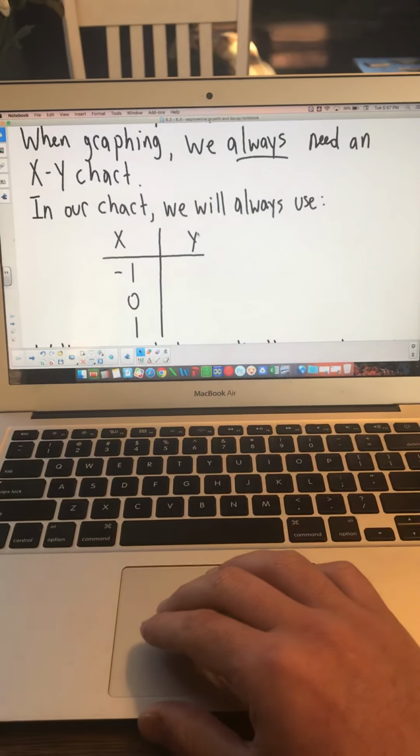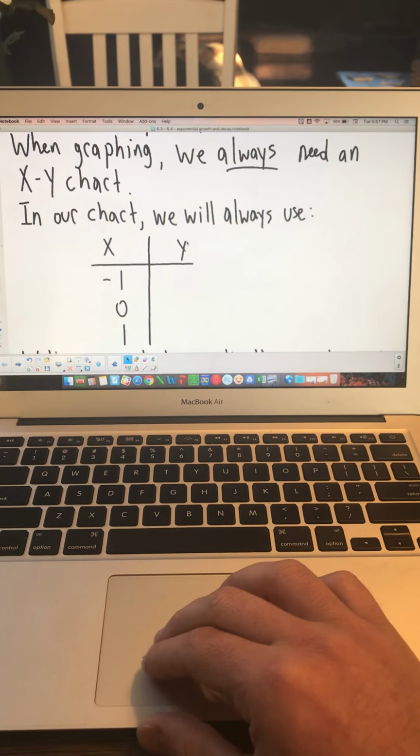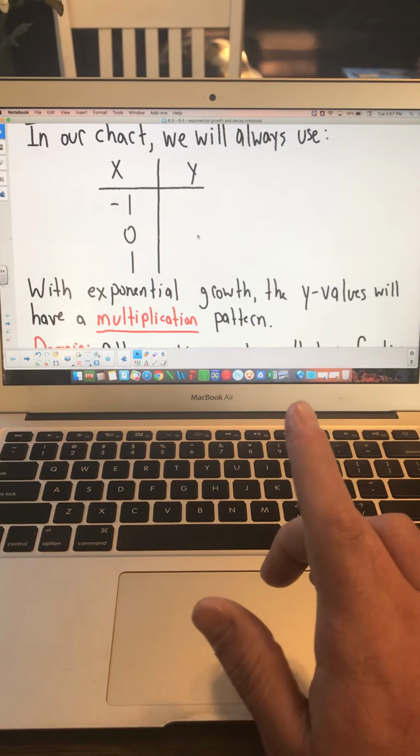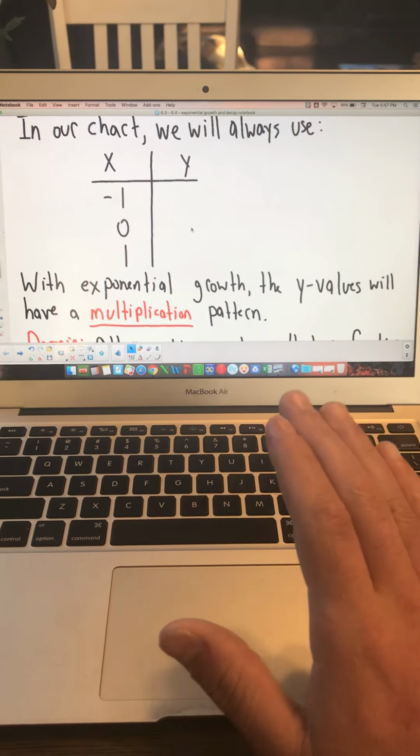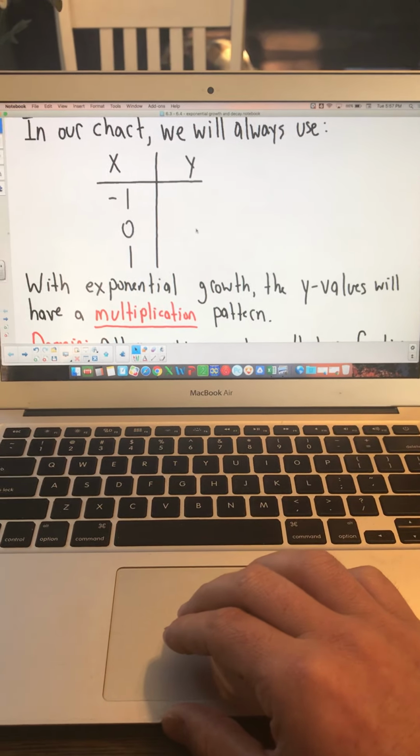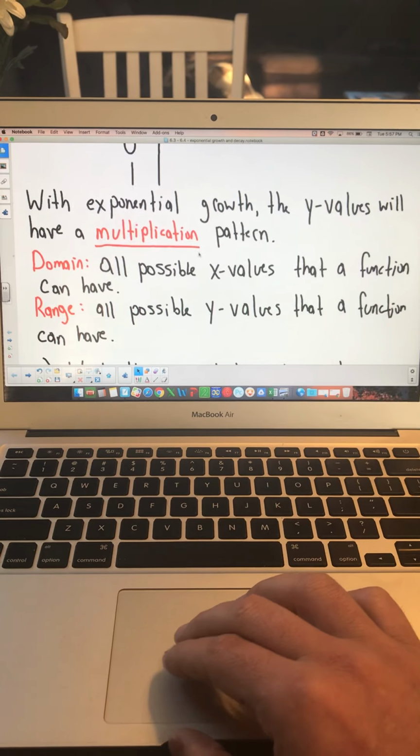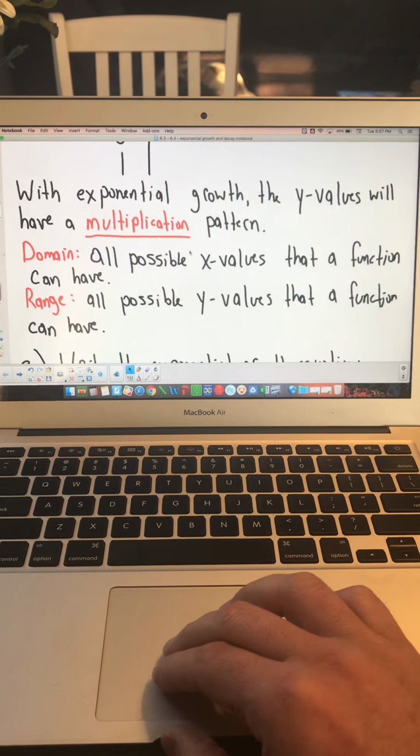Now, as we keep going here, those three numbers are what we're going to plug in when we go to graph. Because we're focusing on exponential growth, the y values will have a multiplication pattern. So growth, multiplication. All right, we know what domain and range is. That hasn't changed. I just keep bringing it up.